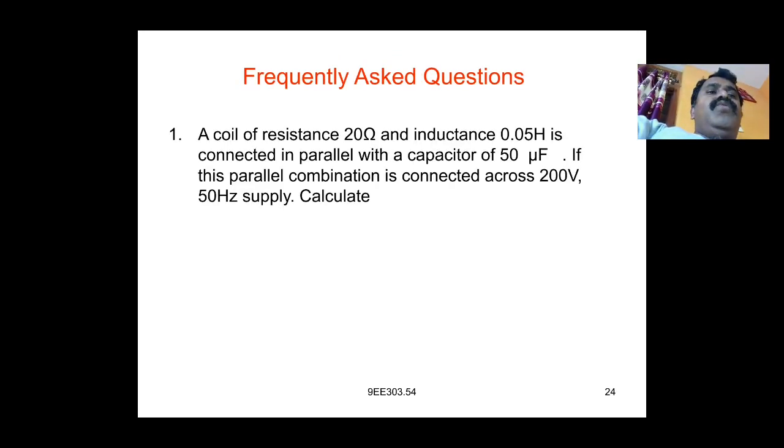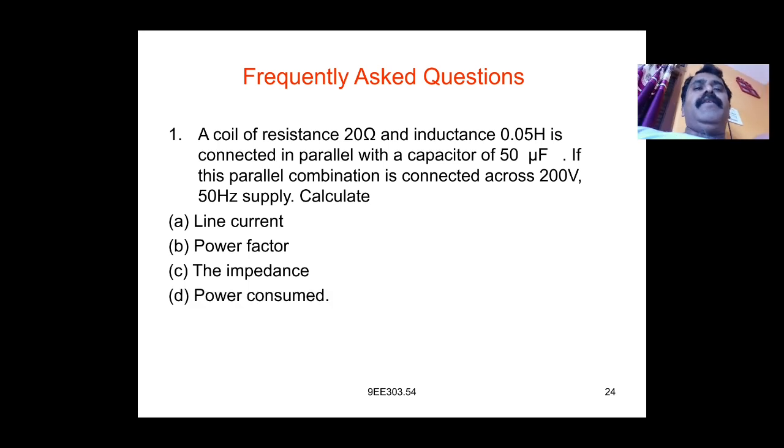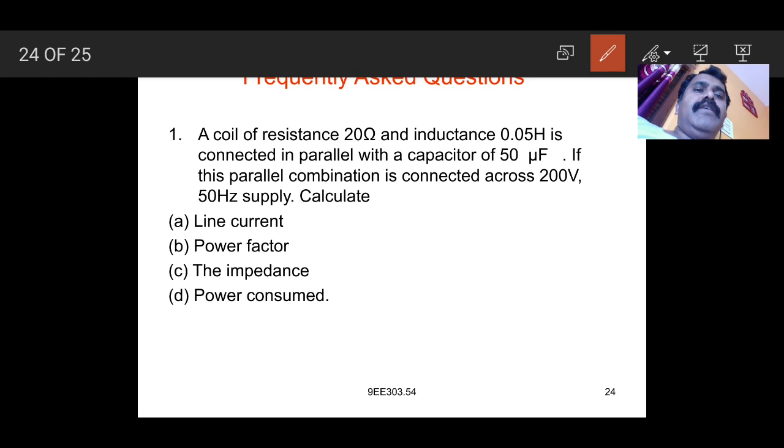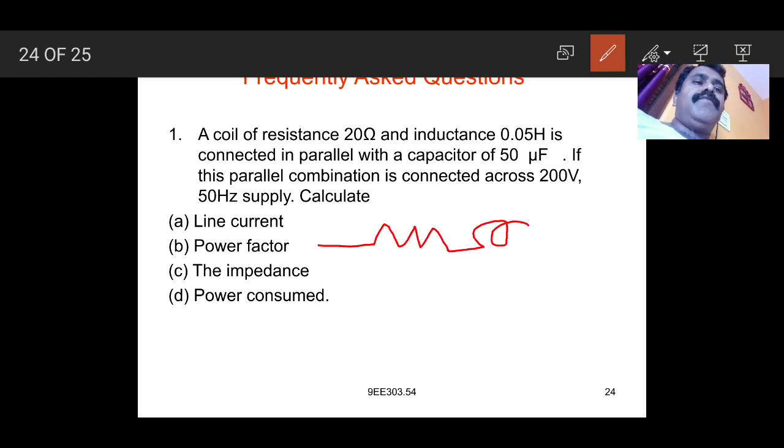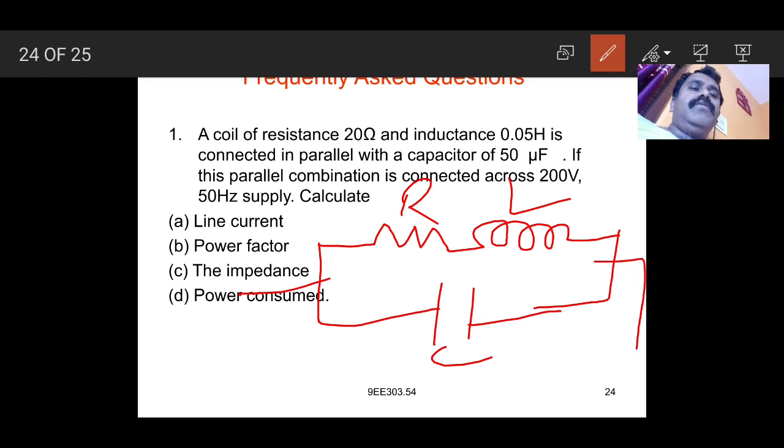So a coil of resistance 20 ohms and some inductance is connected in parallel with a capacitor of 50 microfarads. If this parallel combination is connected across a 200 volts, 50 hertz supply, calculate line current, power factor, impedance and power consumed. So same thing again as we studied previously. Here the resistance and inductance in the first branch can be connected, with only the single capacitance in the other branch. So we are taking resistance, inductance and the capacitance.